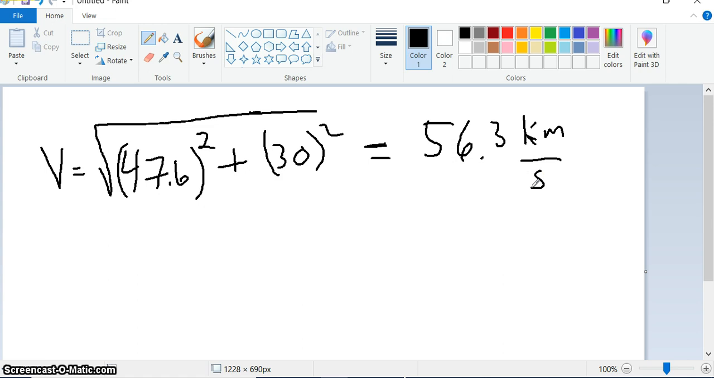All right, so that's the end of number 2. Let's look at number 3. It says, what is the luminosity of a star having 3 times the radius of the sun and a surface temperature of 10,000 Kelvin? All right, so how would we do that?